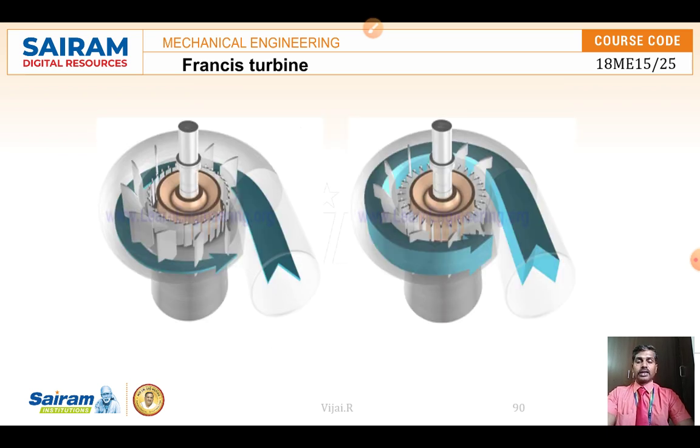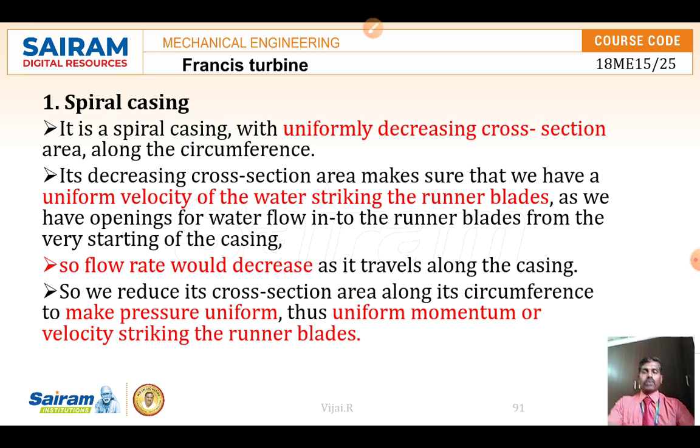One by one we will see these parts. In this view we can easily see what the spiral casing looks like, and where the stay vanes and the guide vanes are located, through which the guide vanes guide the water into the runner blades, right? So part by part, let us see the spiral casing.